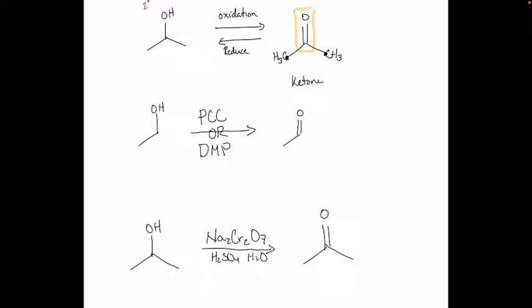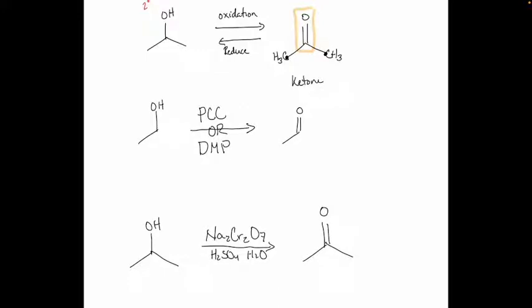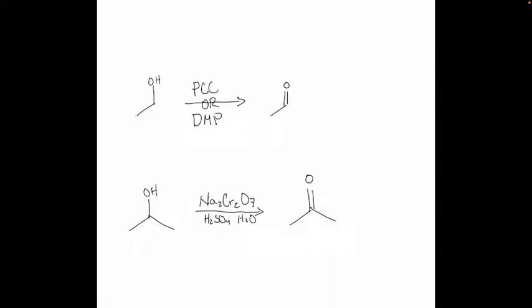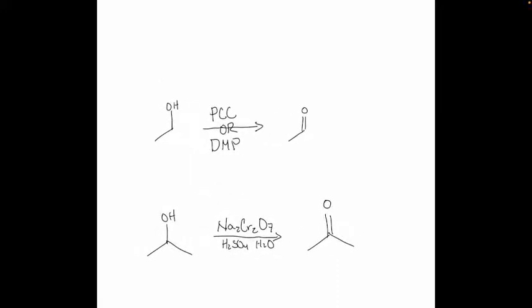So sodium dichromate. Actually, let me take this to a different page. All right, so let's just remind ourselves, do a little bit of review here. So again, for my secondary alcohol, I could actually use any of those reagents on the board. For the primary, I have to use the PCC or the DMP.